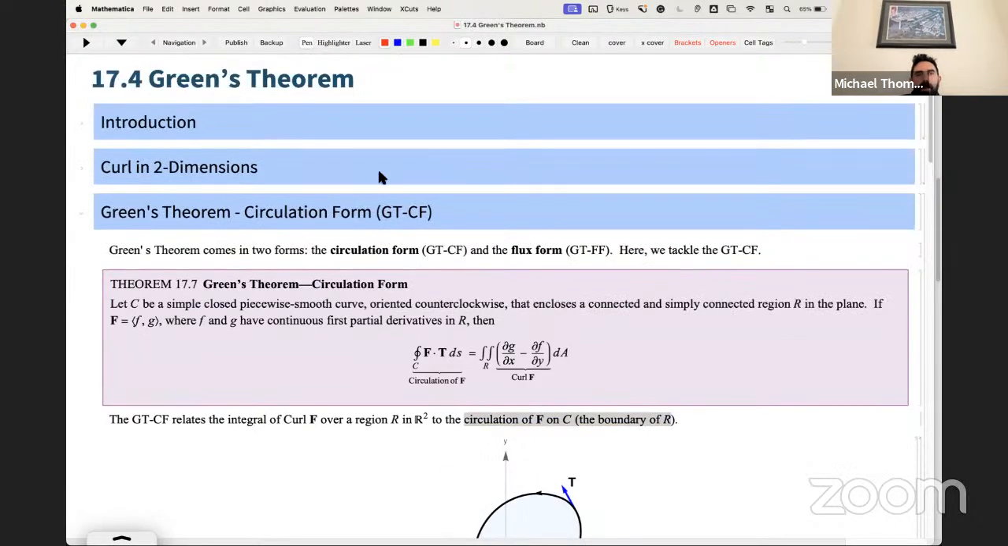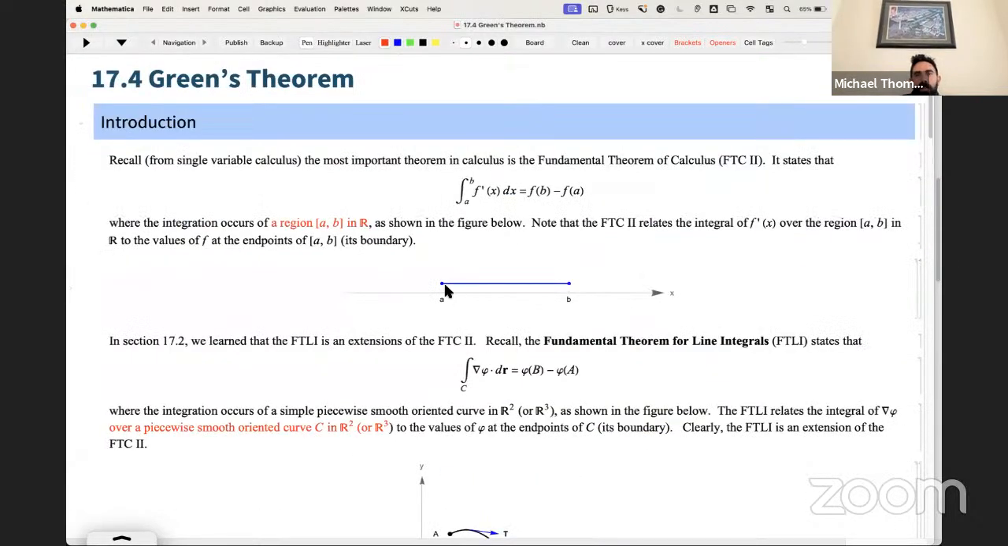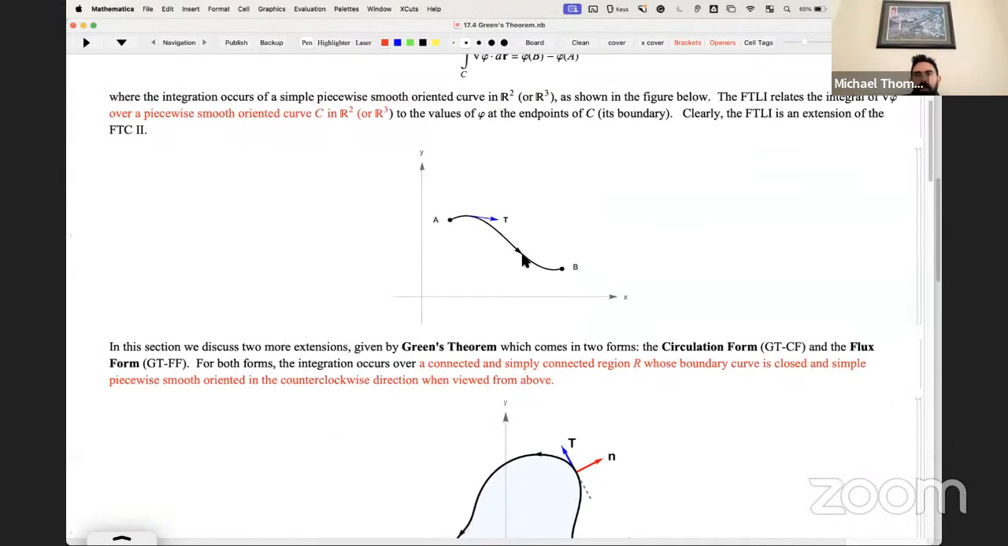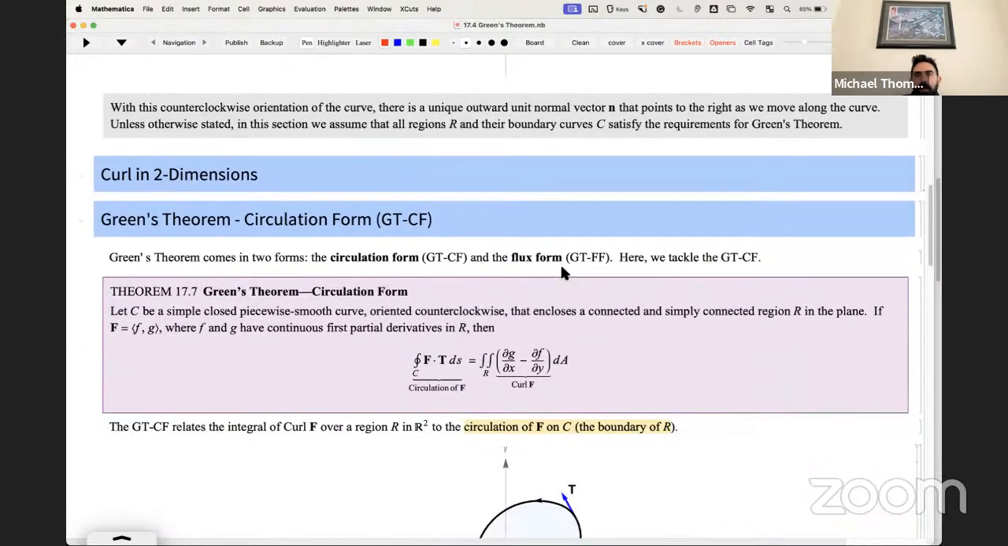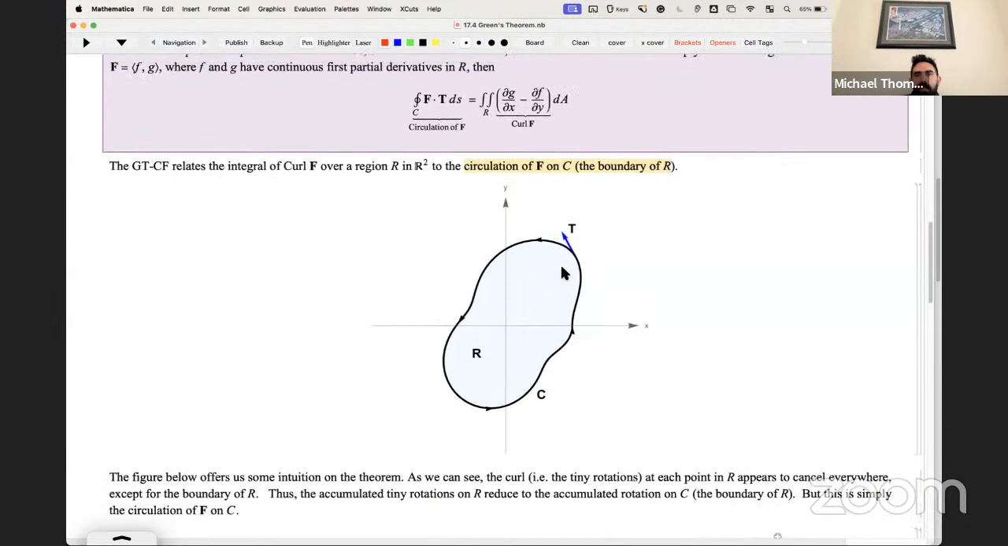Now remember up here when we did this introduction, we talked about the boundary of the interval A to B was just the points A and B. And the boundary of our curve up here would be the points A and B. Well, analogously, now that we've moved to a region in 2 dimensions, when we talk about the boundary of R, we're referring to the closed curve that encapsulates R.